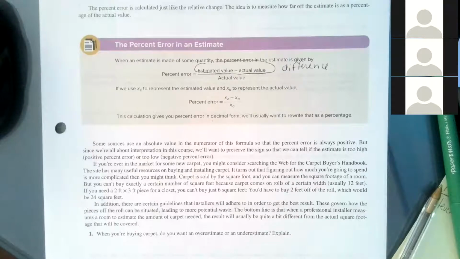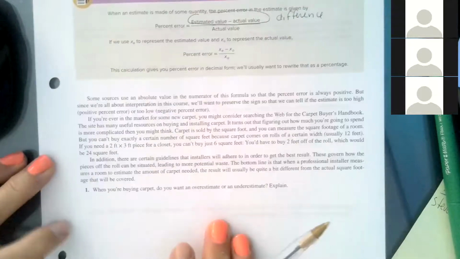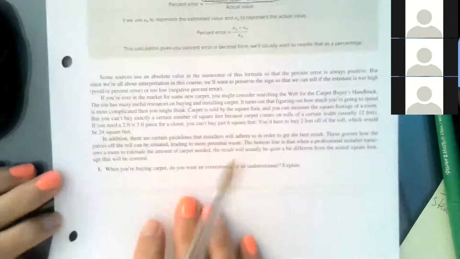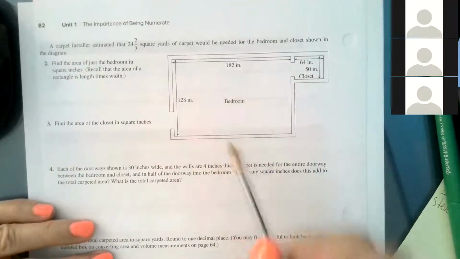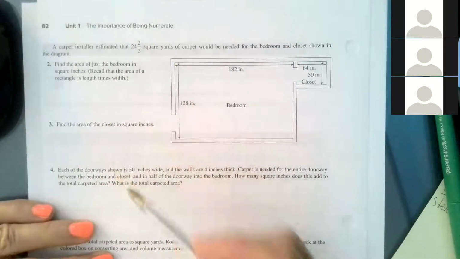Right. Okay. So everybody's going to want to read through here because we're going to be talking about doing some estimates or underestimates and overestimates. And then the rest of this lesson is going to be about carpet in this room here, this bedroom. And make sure you read it thoroughly. They're going to have you do some pieces.